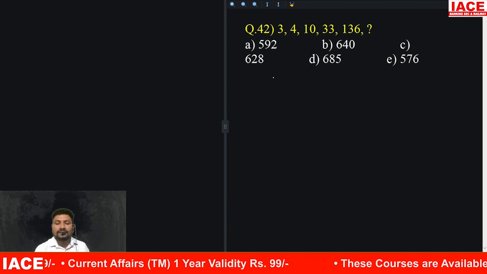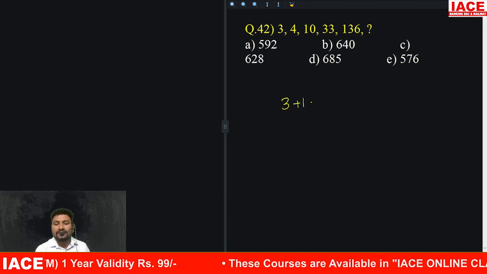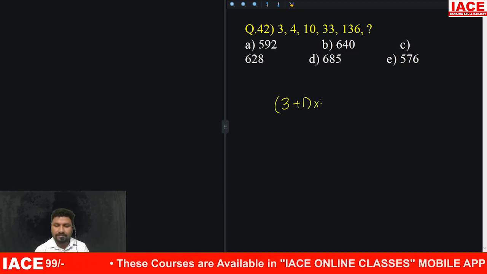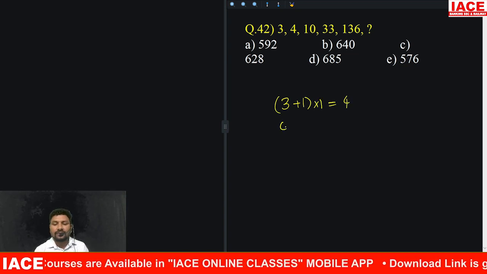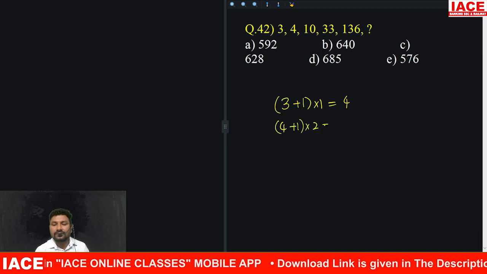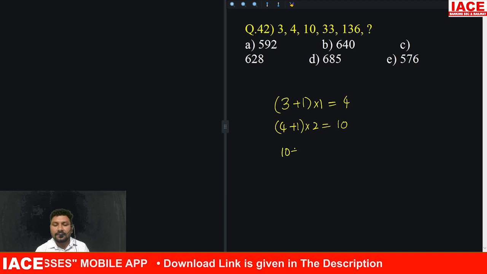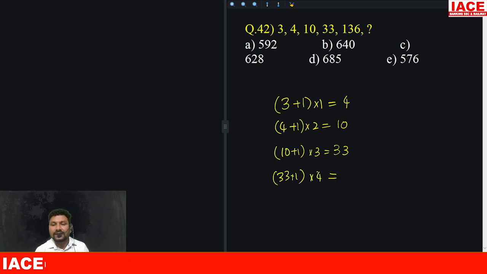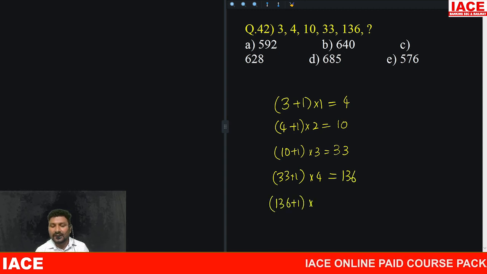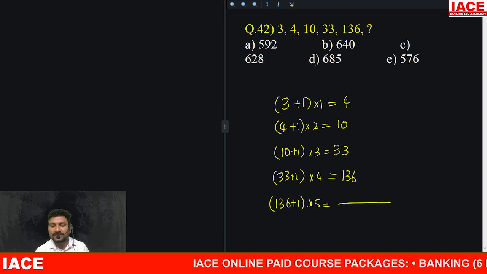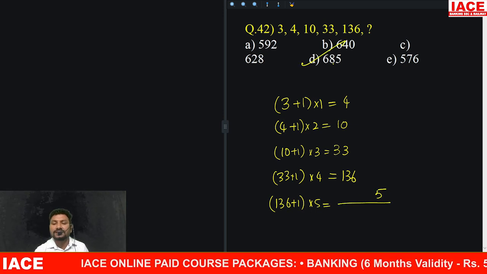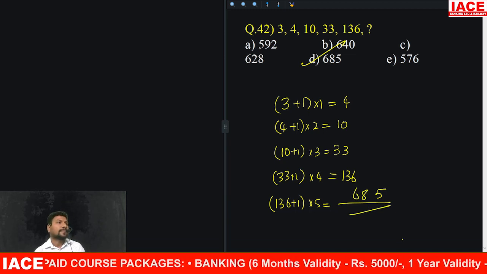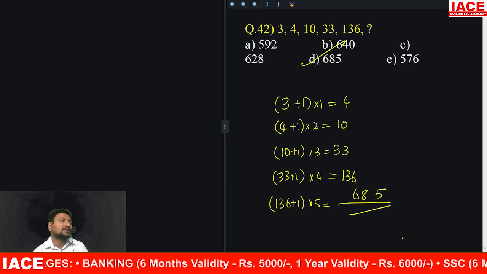3 4 10. Here 3 plus 1 and multiplied with 1. It is equal to how much? 4. 4 plus 1 and multiplied with 2. It is equal to how much? 10. 10 plus 1 multiplied with 3. It is equal to how much? 33. And 33 plus 1 multiplied with 4. 34 4s is equal to 136. Then again same, 136 plus 1 multiplied with 5. It is equal to 6 plus 1, 7. 7 5s is 35. Last digit should be 5. Only 685. Increase the one and multiply it with the consecutive series of 1 2 3 4 5.